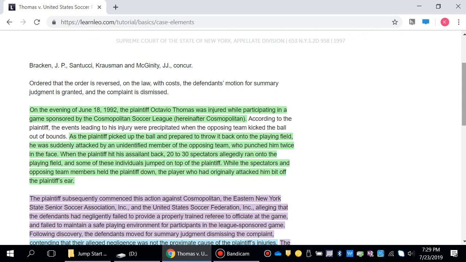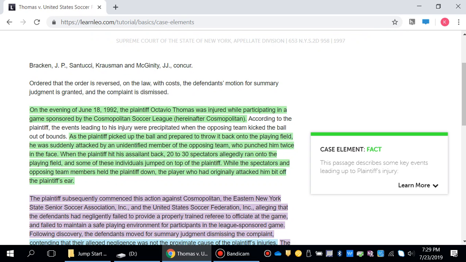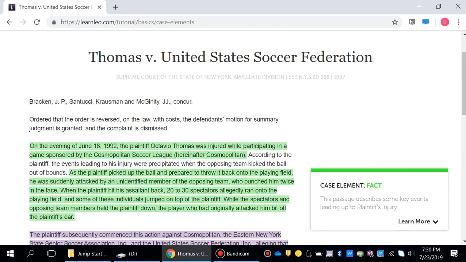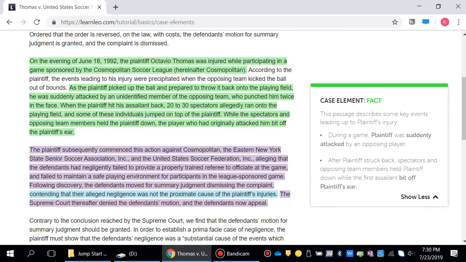Now, what I'm going to do here, just to show you, I clicked on this and the facts came up. Facts that are relevant to the court's decision are not always at the very beginning of the case. Sometimes what a court does is it gives you background facts and then it states more relevant facts later. But one element of a case are the facts of the case.